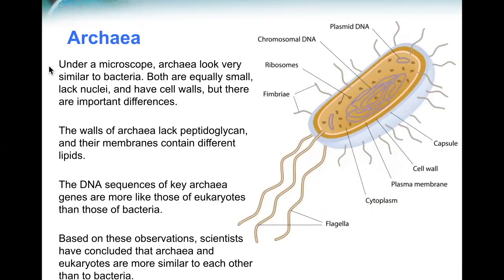Under a microscope, archaea look very similar to bacteria. Both are equally small, lack nuclei, and have cell walls, but there are important differences. The walls of archaea lack peptidoglycan, and their membranes contain different lipids. The DNA sequences of archaea genes are more like those of eukaryotes than those of bacteria. Based on these observations, scientists have concluded that archaea and eukaryotes are more similar to each other than to bacteria.